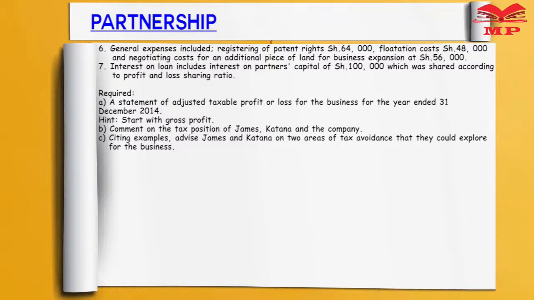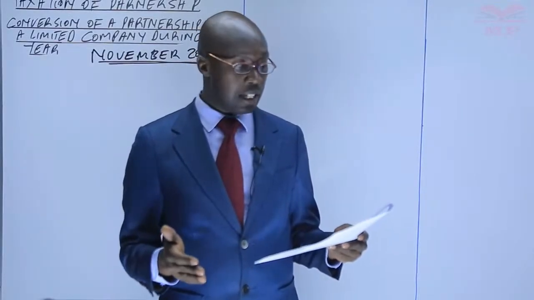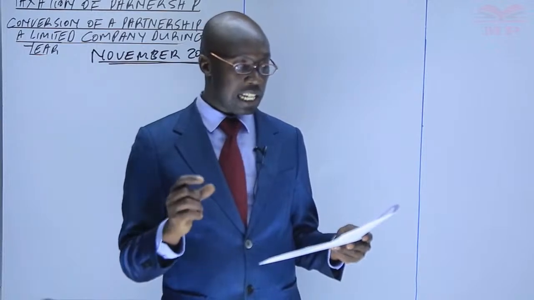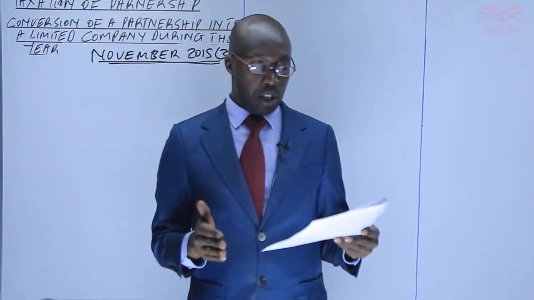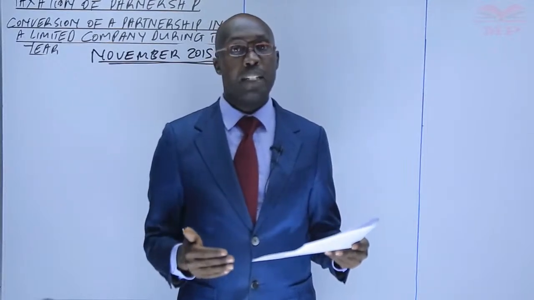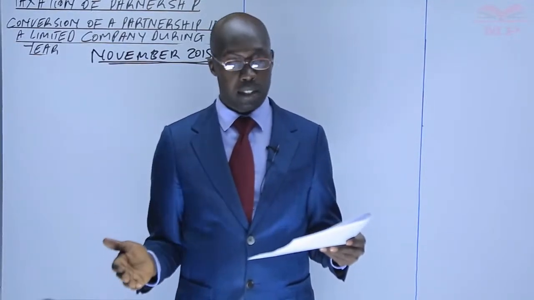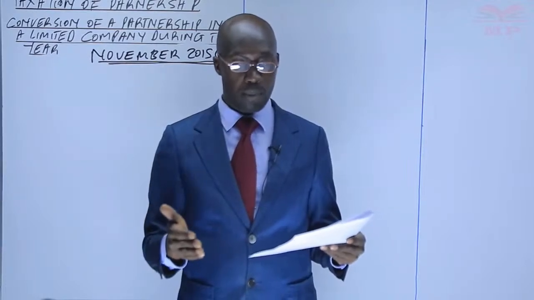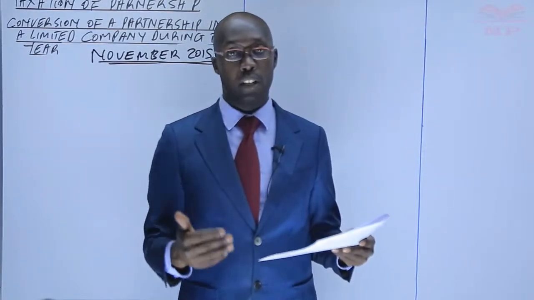So, we can see in this question, we are required, number 1, to get the statement of adjusted taxable profit or loss of the business. Now, in this case, you take note that there is a conversion. A partnership business that was existing was converted into a limited company as per additional information number 1. The partnership business lasted for a period of 9 months, and then the limited company 3 months, because the conversion happened on 1st October 2014, and the year of income is ending on 31st of December 2014.